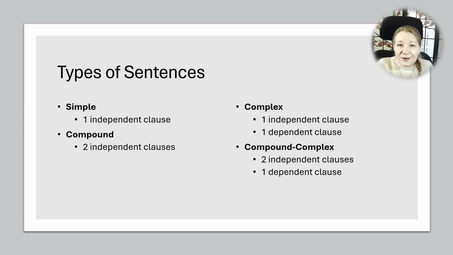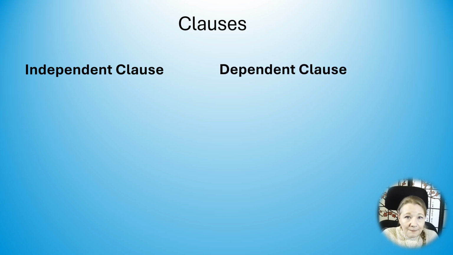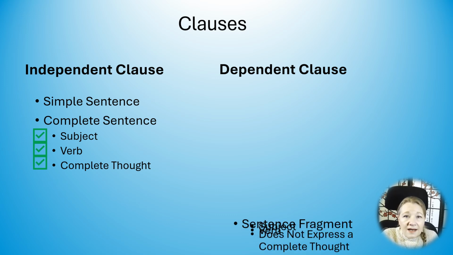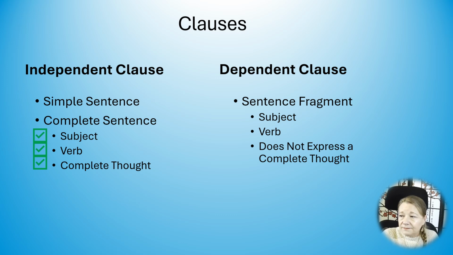So let's make sure there's a good understanding of clauses real quick before we dive into these sentence types. When we think about clauses, as you've heard, there's independent and dependent. The independent clause is a simple sentence. It's a complete sentence. It has a subject, it has a verb, and it expresses a complete thought. An independent clause can stand alone as a sentence. However, the dependent clause cannot.